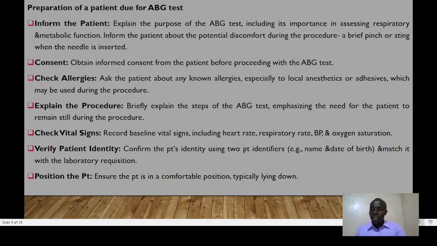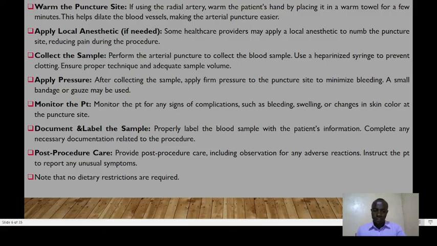You also verify the patient using at least two identifiers. We always prefer the name and the date of birth. This could vary among different hospitals based on the hospital policy and protocol. Also, learn to position the patient in a comfortable position, typically lying. Okay, a link will be popping up on how to position patients in different positions. Also, you could warm the puncture site.